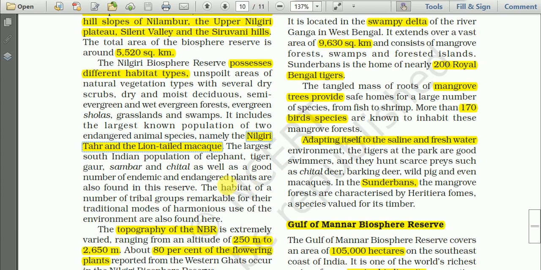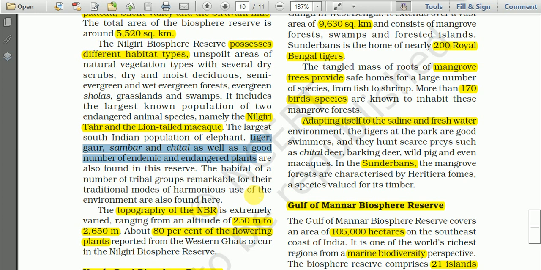The largest South Indian population of elephant, then tiger, gaur, sambar, chital, as well as a good number of endemic and endangered plants are also found in this reserve. Different types of deer are found in this area. Then the habitat of a number of tribal groups, remarkable for their traditional modes of harmonious use of the environment, is also found here. About the harmonious use of the environment by the tribal people, we discussed yesterday.